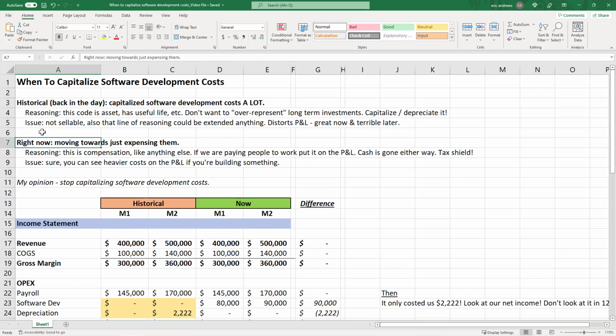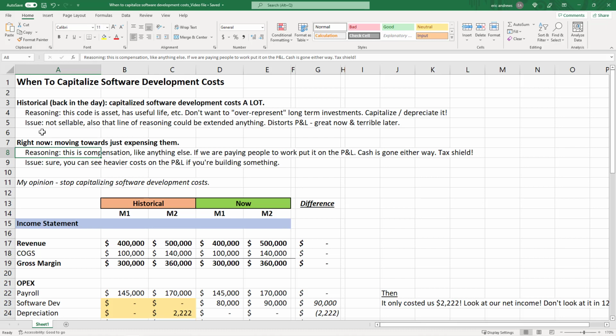Right now we're moving away from capitalizing software development costs in general, and we're moving towards just expensing them like any other type of compensation. The reasoning behind this is it's compensation like any other compensation. If we are paying people to work, put it on the income statement. Don't take it off the income statement. Either way, the cash is gone. Just because your net income's higher doesn't mean you have more cash.